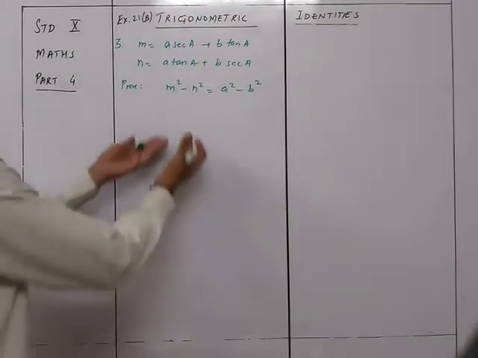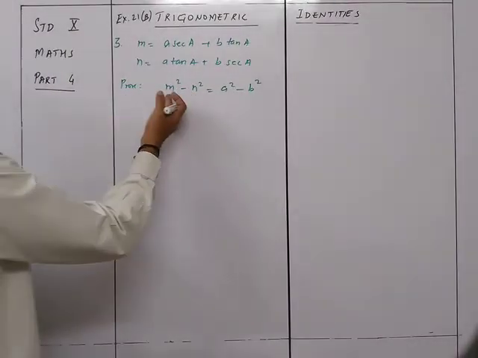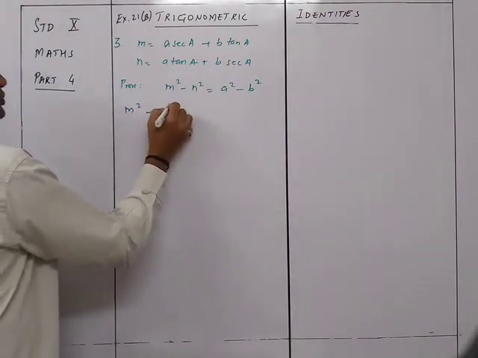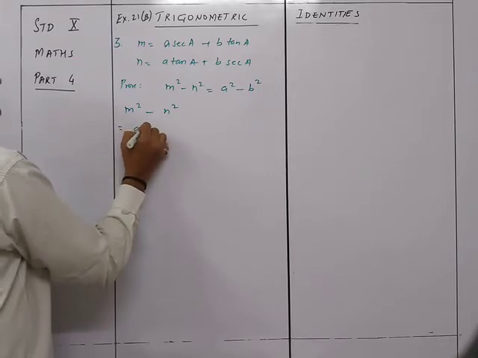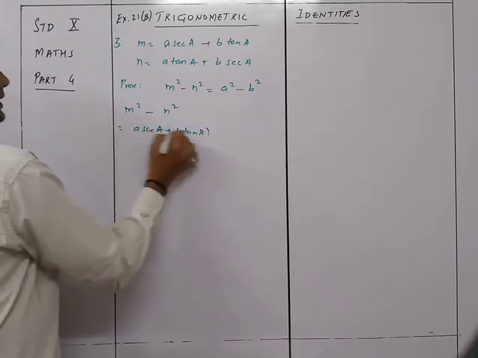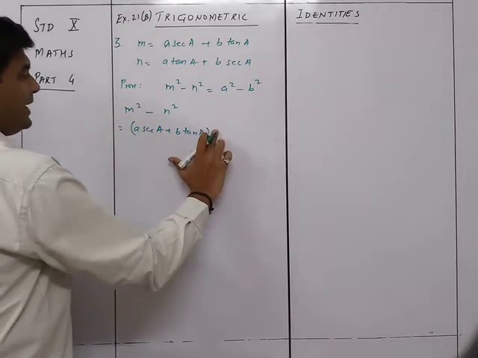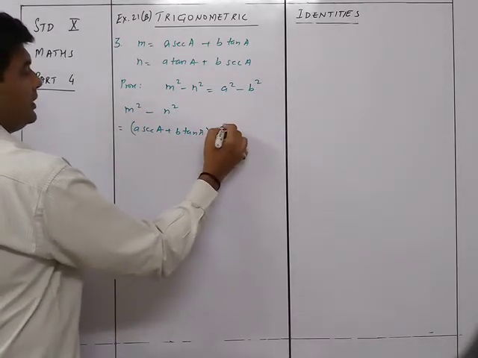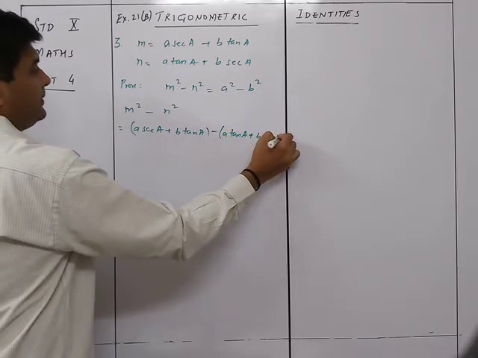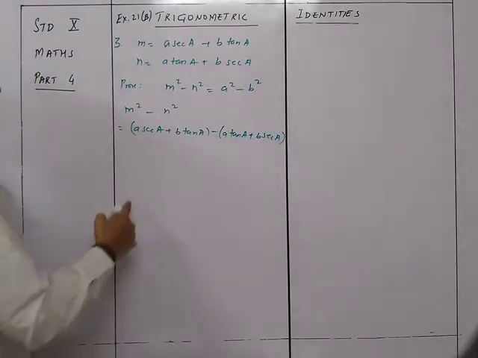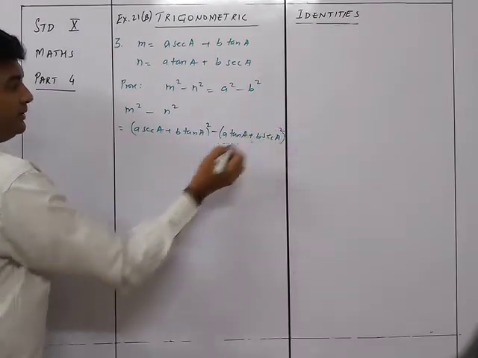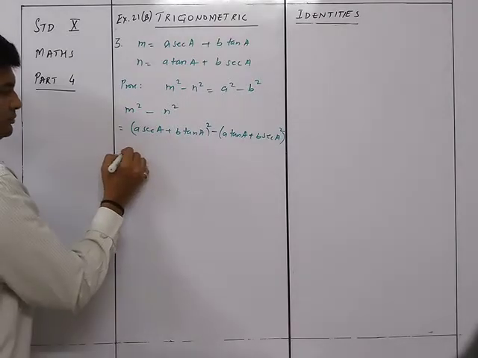So you just do the normal thing that is possible over here. We are just taking the values of M and N and directly putting them over here. So M square minus N square is equal to (A sec A plus B tan A) whole square minus (A tan A plus B sec A) whole square. So I'll square this.